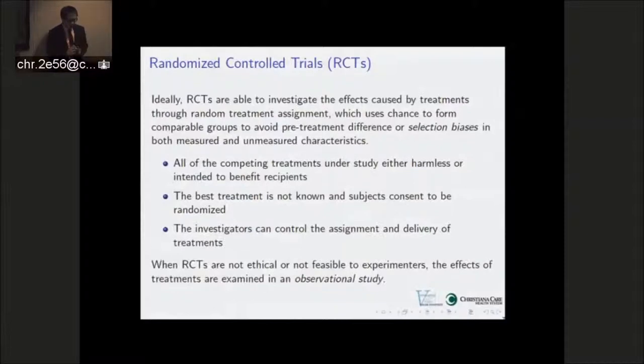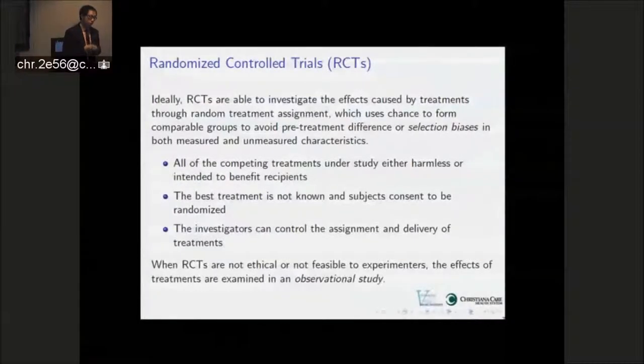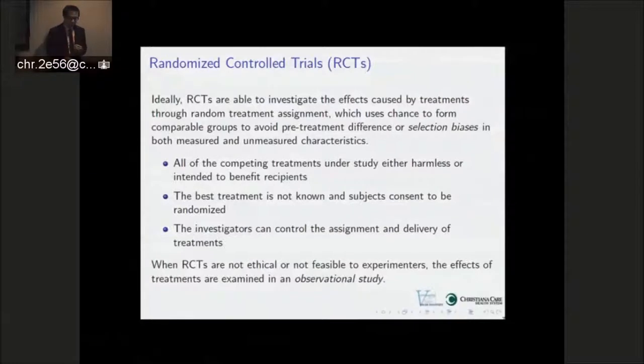Although today's talk is mainly about the observational study, I still want to give you a small piece of idea about randomized controlled trials. Ideally, we know randomized controlled trials are able to investigate the effects caused by the treatment through random treatment assignment. This randomization is also called the gold standard, because it uses chance to form comparable groups to avoid pretreatment difference or selection bias in both measured and unmeasured characteristics.